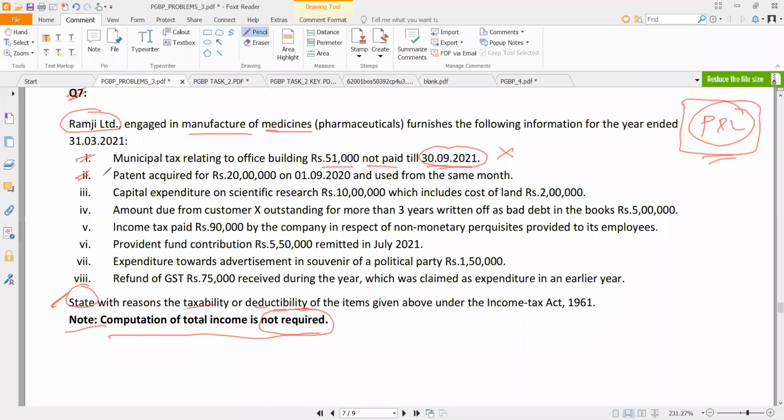Next, second point. Patent acquired for 20 lakhs rupees on 1/9/2020 and used from the same month. See, patent is an intangible asset. And 1/9/2020 means definitely it is put to use for more than 180 days. So 20 lakhs into what will be the amount of deduction, and under what section and amount? All of them have to be written. What is the percentage of depreciation on patents, or for that matter, any intangible assets? Percentage of depreciation.